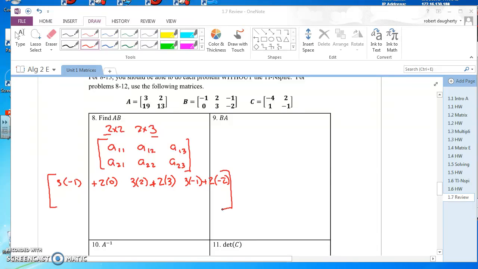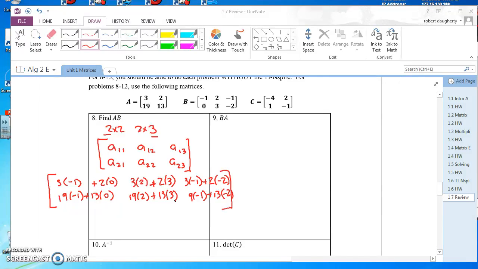And now if I go to the second row, so I'll have second row first column, that's 19 times negative 1 plus 13 times 0, and then 19 times 2 plus 13 times 3, and then 19 times negative 1 plus 13 times negative 2. And if I go back here, I think I made a mistake in that second one right here. So this is 19 times 2 and 13 times 3. So that should be it.